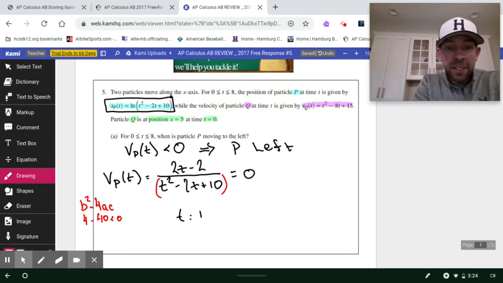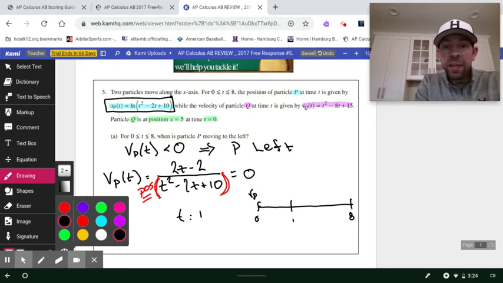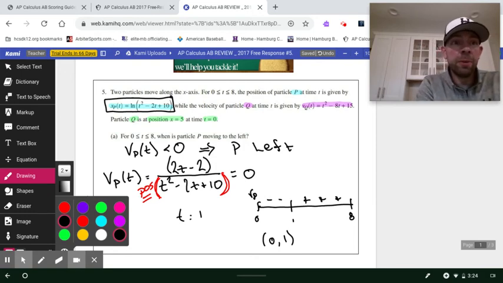What's really nice is that this t squared minus 2t plus 10 is guaranteed to be positive no matter what you substitute for t. So let's go ahead and make our sign chart with t equals 1. Remember, the domain is 0 to 8, so I don't want to continue this infinitely. And we've got the velocity of P. Substituting like a 1/2 in for this t up here is going to give me a negative answer. Notice we know the denominator is already positive. And then substituting like a 2 or a 3 is going to produce a positive answer. So the particle is traveling left over the time interval 0 to 1 because velocity was less than 0.